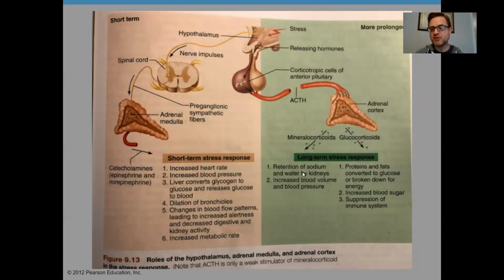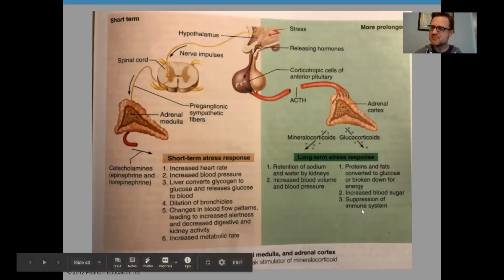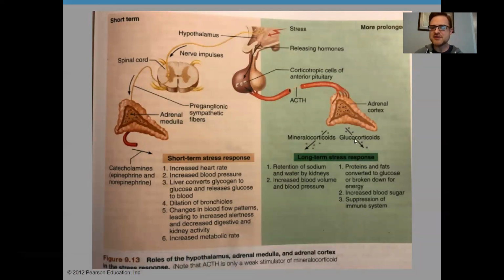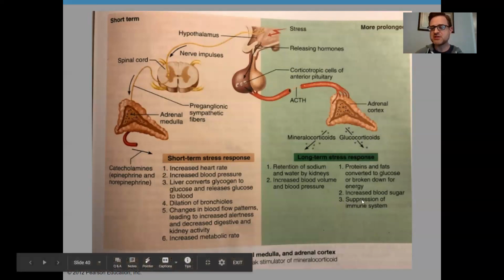Now, what I said a minute ago was the long-term stress response, which also does things like retain sodium and water, to increase your blood volume, to increase your blood pressure, right? Because we're talking about stress here. It tells proteins and fats to break down into glucose, increases your blood sugar. But this last point here, to suppress your immune system, does that make sense to you? So we said how these mineralocorticoids deal with your blood pressure. The glucocorticoids, like cortisone or hydrocortisone, are the ones that sort of suppress that, or sort of like a resistance to stress.